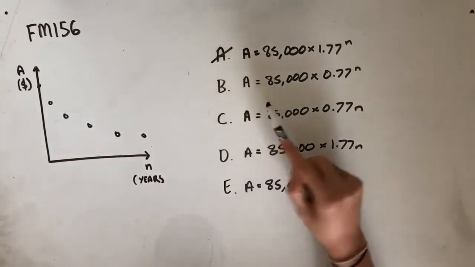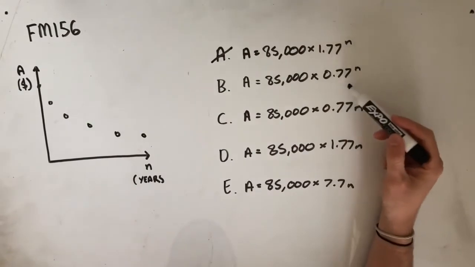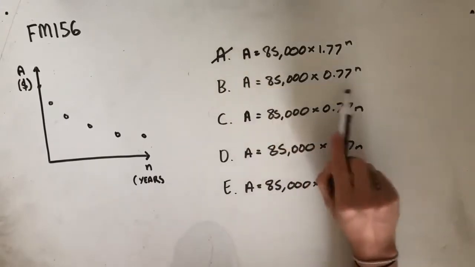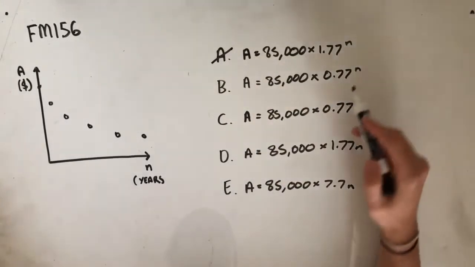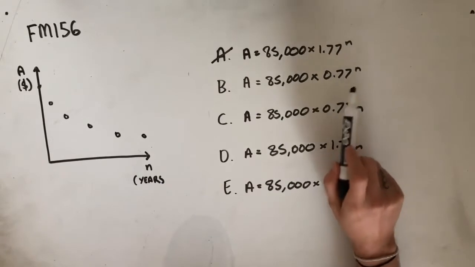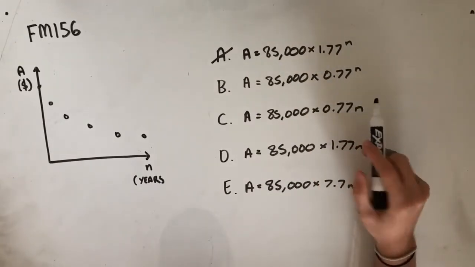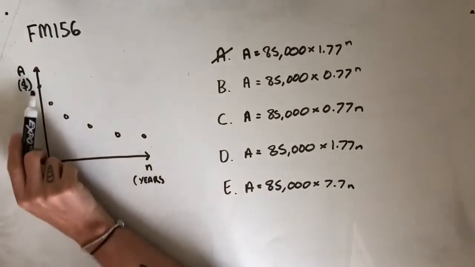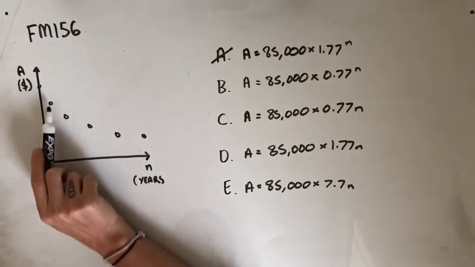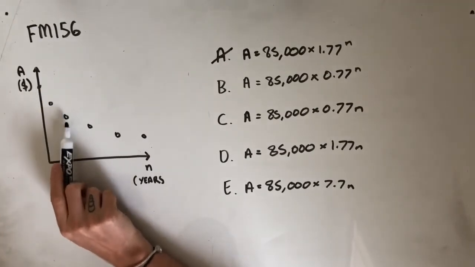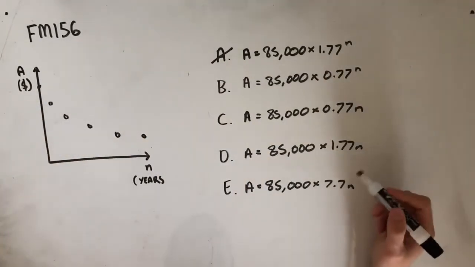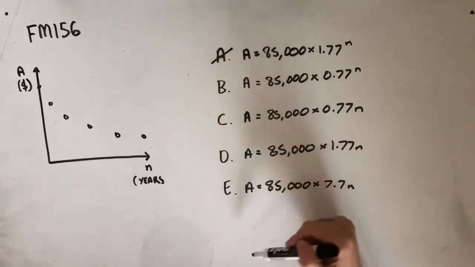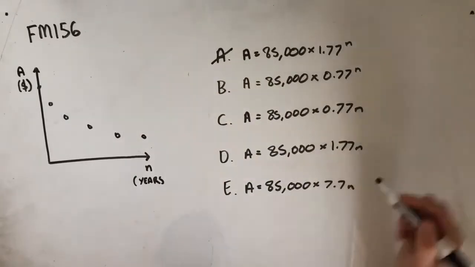Option B, A is equal to 85,000 times 0.77 to the power of n. This actually looks like it could be our answer because this equation is describing a series where we're finding 77% of our previous answer at each step. So this is pretty accurately described there. If we've got 85,000, we find 77% of that, and then we find 77% of this, and that moves along. So this looks like a potential answer, so we'll leave it alone for now, and we'll make sure that the rest of our options are in fact incorrect.